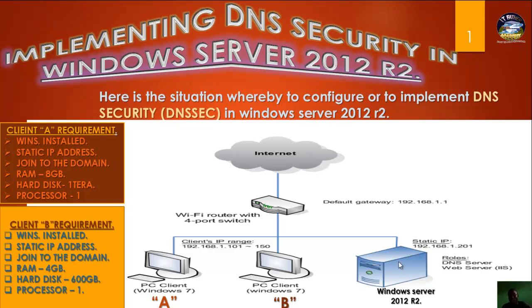And also we have Windows Server here. That's 2012 R2, and it has its static IP address 192.168.1.201. Its roles are DNS server and web server, and we have client 2, and we have a router and internet. So now let's start doing something.